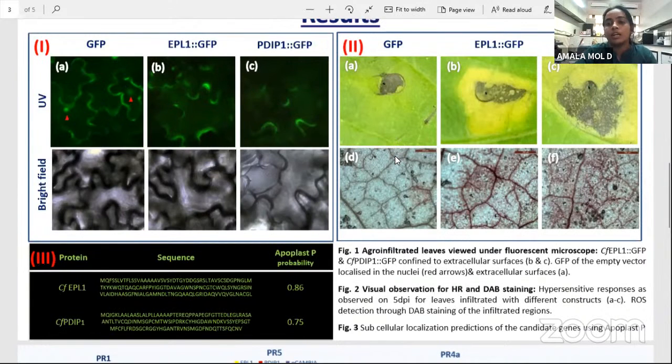The visual observation for hypersensitive response was done 5 days post-infiltration, and we could see that PDAP1 expressing samples scored maximum hypersensitive response when compared with the EPL1 expressing and GFP alone expressing plant samples. Again, DAB staining was done to monitor the reactive oxygen species accumulation. We can see that prominent brown precipitate was formed in the gene expressing, that is EPL1 and PDAP1 expressing, samples. The brown precipitate is formed due to the oxidation of DAB by the reactive oxygen species, catalyzed by the peroxidases.